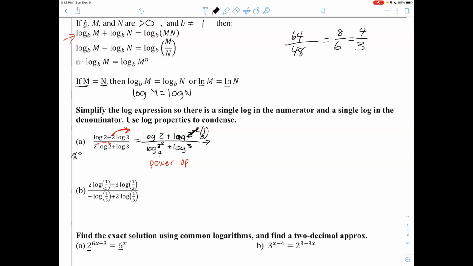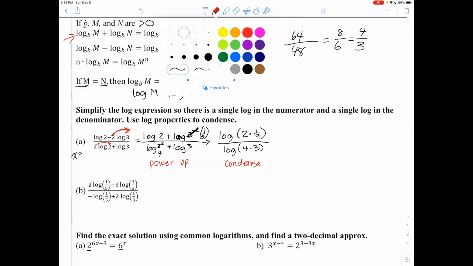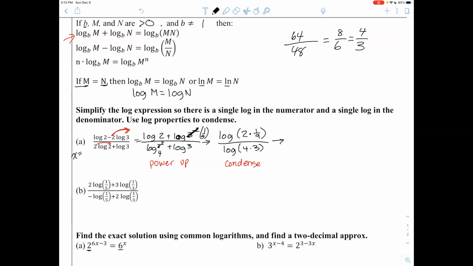So in my numerator now, what I have is the sum of logs. So to condense them to one log, I would do the log of 2 times 1/9. So that condenses my numerator over the log of 4 times 3. So condensing. And then I can just simplify. So that would be the log of 2/9 over the log of 12. And that is simplified. You get a log in the numerator divided by a log in the denominator.